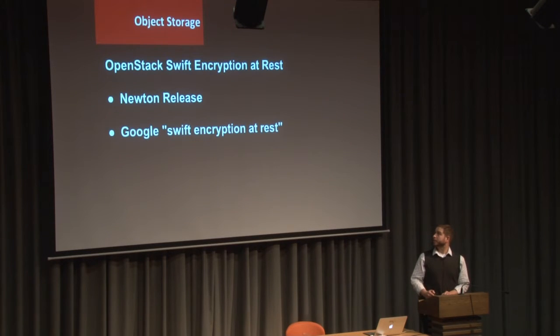But speaking of encryption at rest, another feature that we offer in this cloud is an object storage service based on Swift. The Newton release contains support for encrypted objects at rest, and you can see how to do that if you just Google Swift encryption at rest. If you've worked with OpenStack Swift in the past, it's really simple to set up. The documentation is quite a bit better than most other OpenStack services. There are some others that are really good as well.